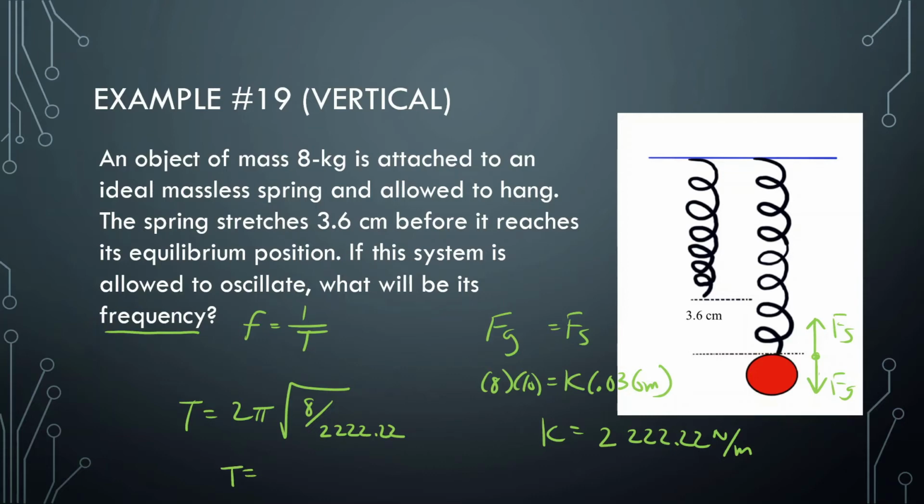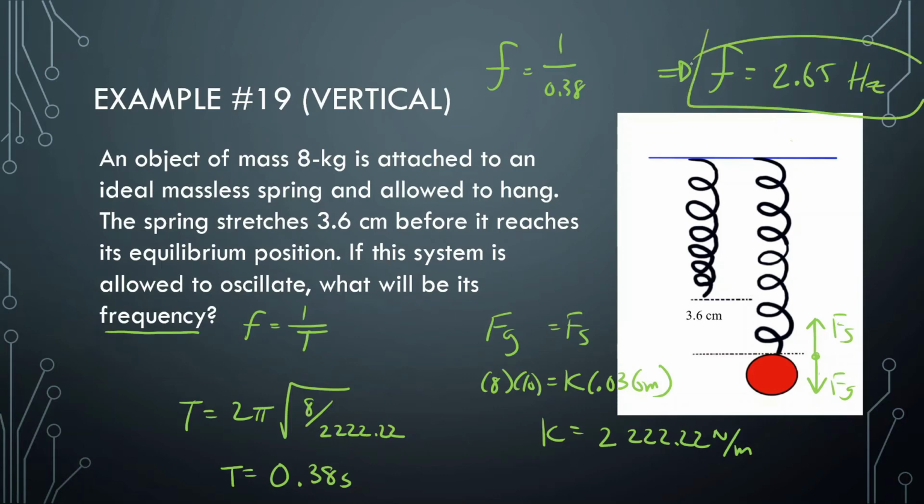So let's see, square root of 8 divided by 2222.22, times 2 pi. And then we see the period is equal to 0.38 seconds. And now we can find the frequency. Frequency is 1 over 0.38, which gives us 2.65. Not seconds, hertz. So it oscillates about 2.65 times in 1 second.